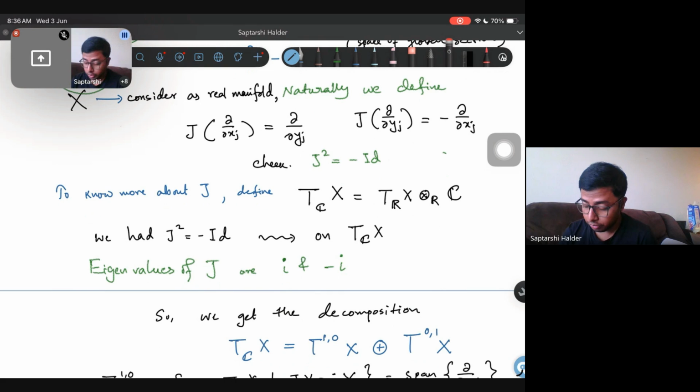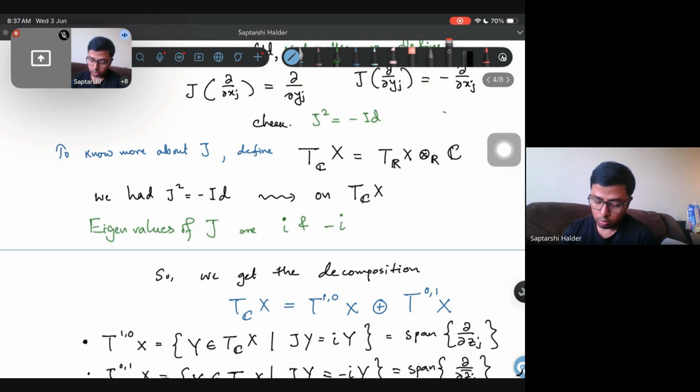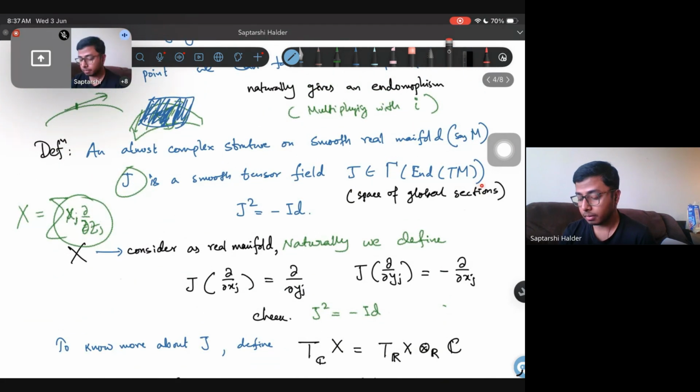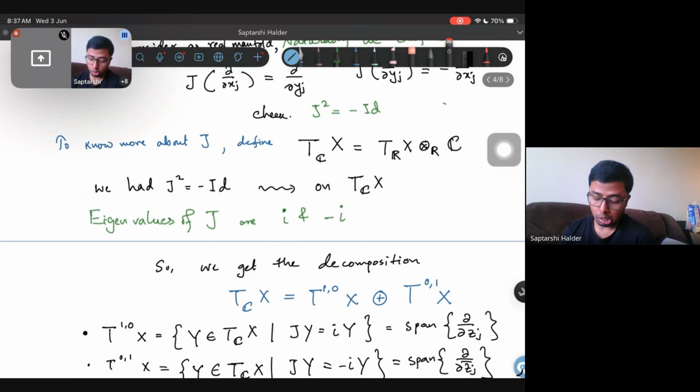So we define Tc of X like Tx of R tensor with C. This is called the complexification of the tangent space. So we have J square equal to minus identity over TcX. You can check that this map can be easily defined like this tensor thing. Now it is a map, right? It's a global section, so J belongs to the endomorphism of Tn. So we want to know about its eigenvalues.